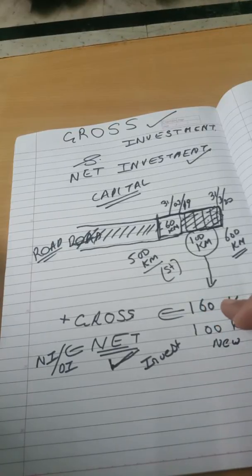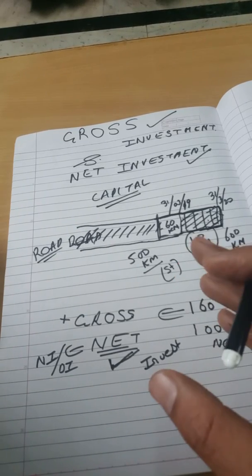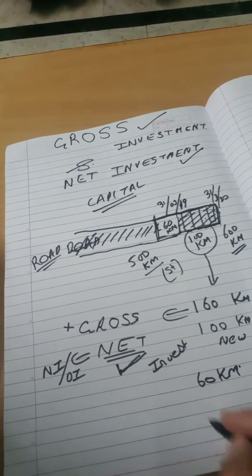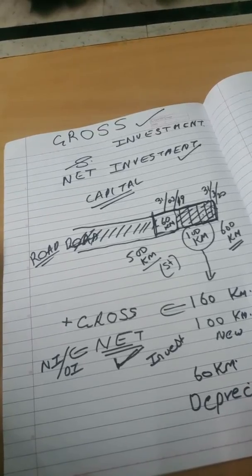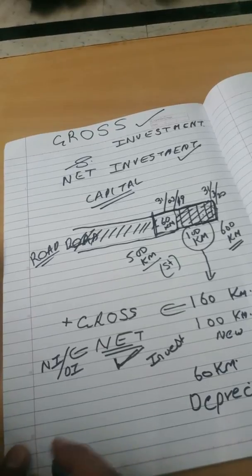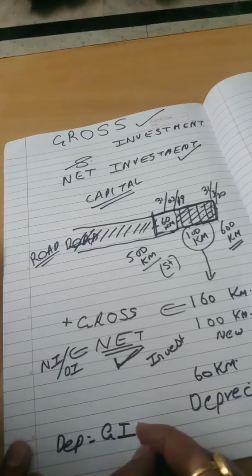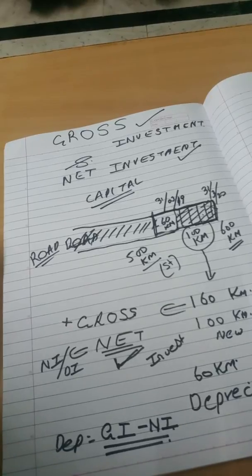Now, whatever is the road constructed which relates to the previous capital which we had in terms of road, that is 60 kilometers, that is referred to in simple terms as depreciation. So, what is depreciation in economics? It is the difference between gross investment and net investment. I hope it's quite clear.